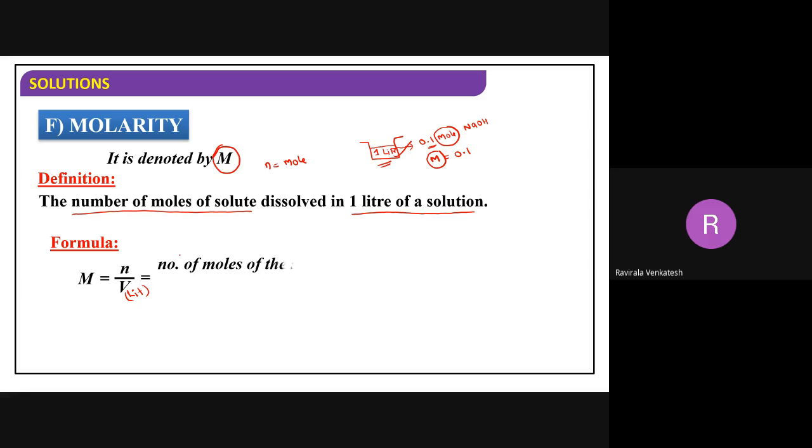Now, we can also write this formula. N is equal to number of moles of solute. V is equal to volume of the solution in liter. But in most problems, we'll take volume of the solution in ml also. In that case, the formula can be written in another way, but meanwhile, we complete the units. What are the units for the moles? Moles only. What are the units for the volume? Liters. Therefore, the units for the molarity is moles per liter.